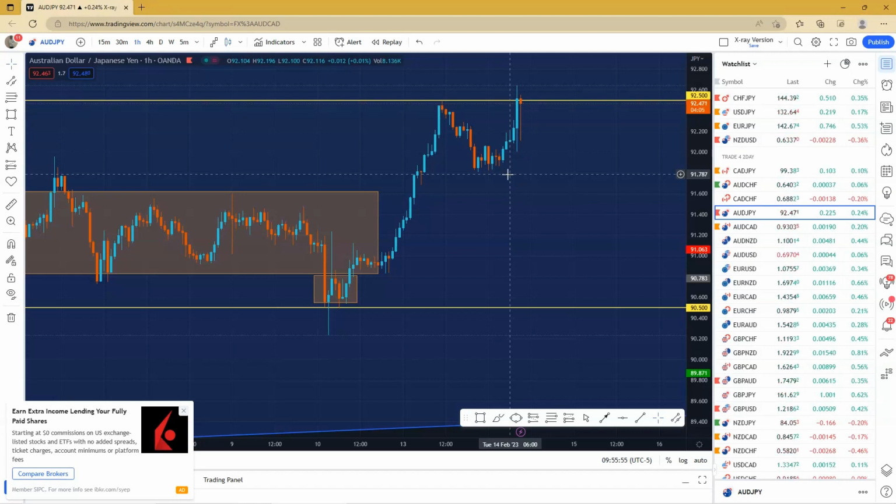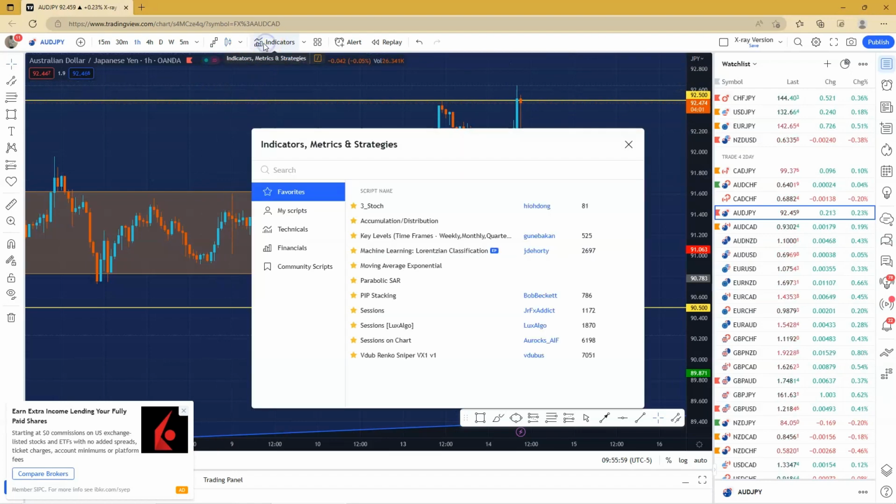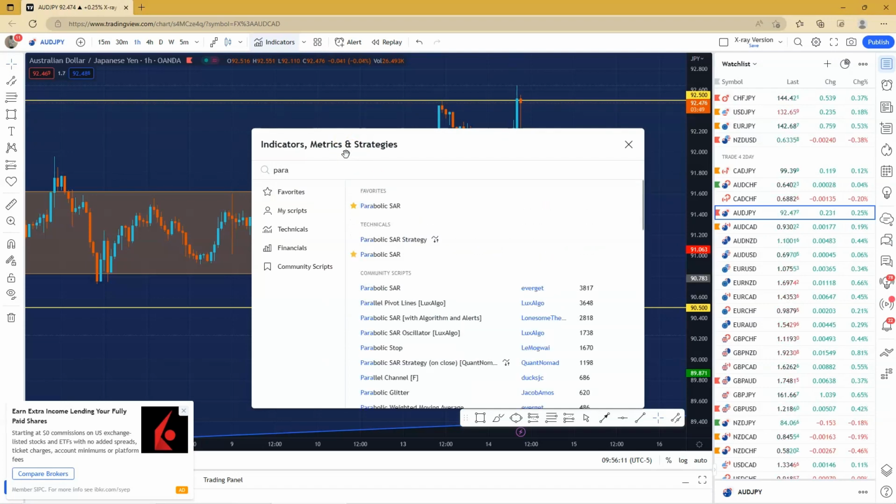All right. So we're going to set everything up real quick. We'll go to indicators, right? I already have this favorite, which is what you want to look at. Look up parabolic SAR, right? I already had this favorite. So you want to press that.